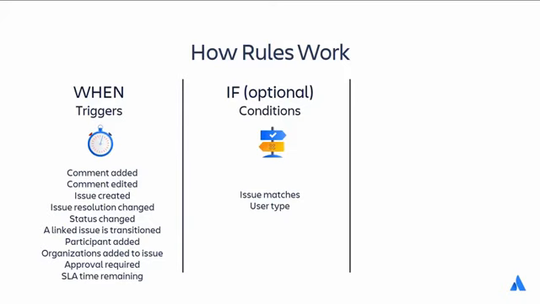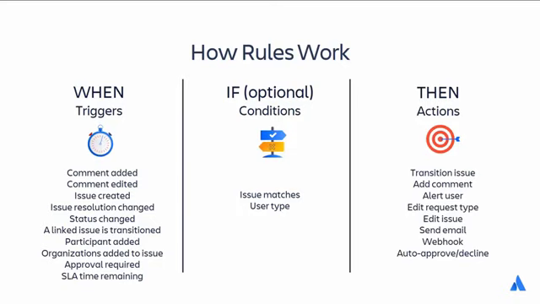The if portion denotes optional conditions. That is, once the rule is triggered, check if certain conditions are met. For example, if the issue matches certain fields, status, reporter, priority, or a JQL query. Or if the user type is customer or agent, or not a customer or not an agent. There are other conditions depending on the triggers selected. For example, if the comment visibility is internal or external, or if the comment contains a key phrase. Conditions can have branches, like else if statements. Each branch will have its own action, the then part.